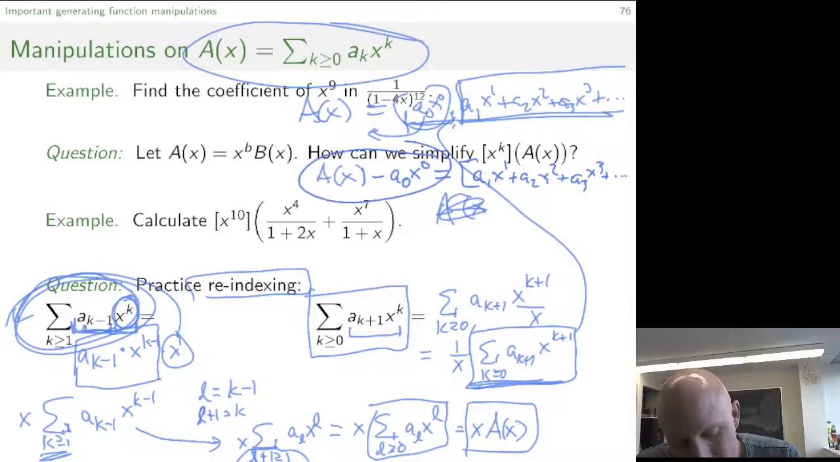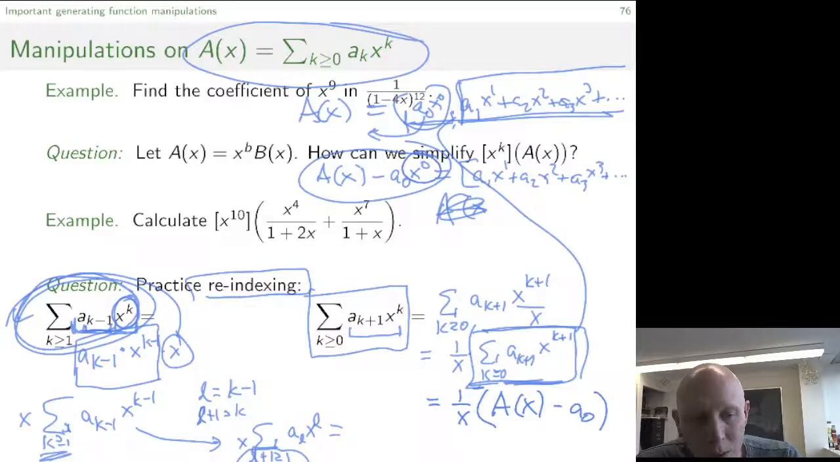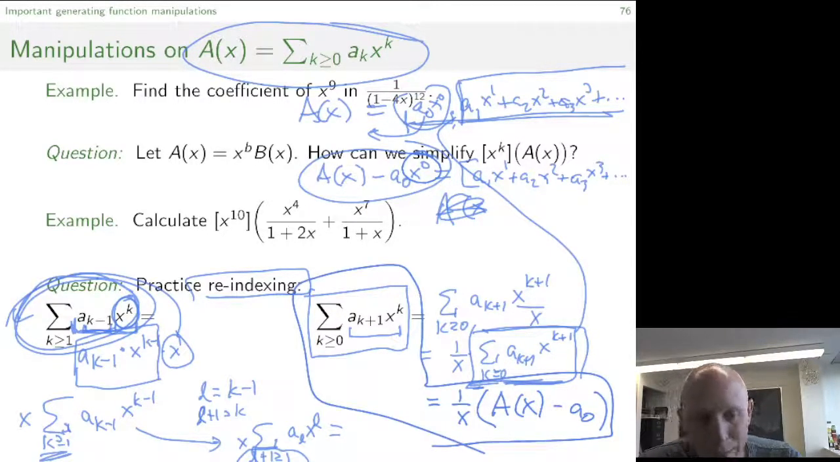So this expression would be plugged in here. Our final answer here would be 1 over 1 minus x, times 1 over x, times A of x minus a0. Since x to the 0 is equal to 1, we can rewrite this sum in this way.